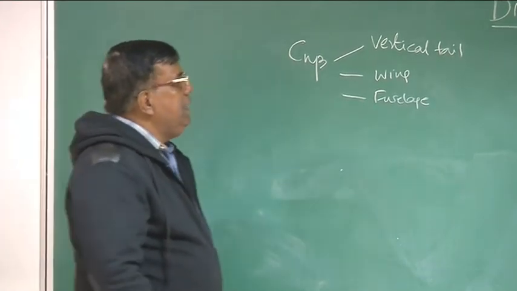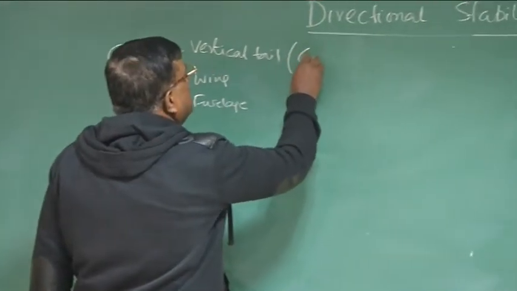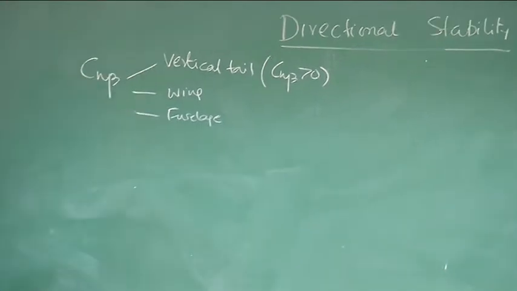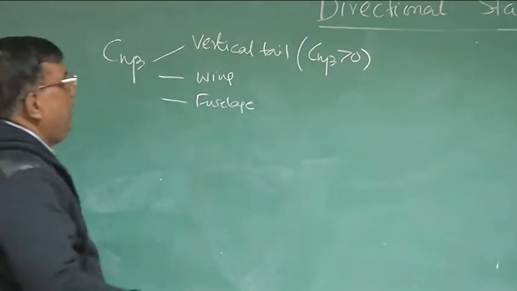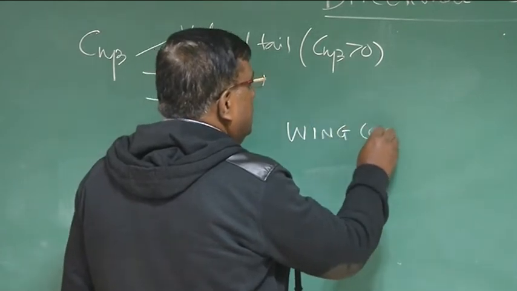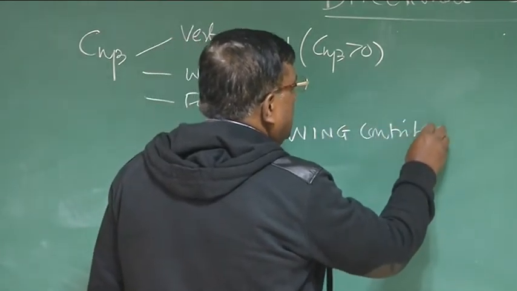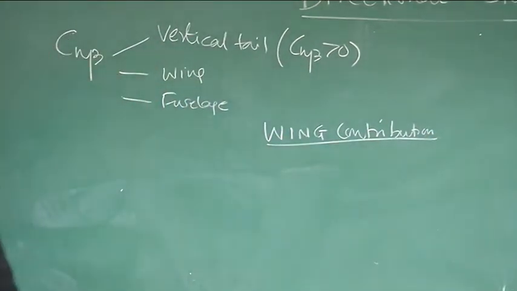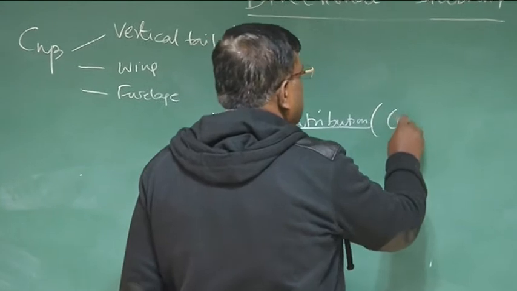But for the vertical tail we have seen that Cn beta is greater than 0. We also know how to calculate Cn beta. Now we are thinking about the wing. Let us say wing contribution, the wing contribution towards Cn beta.